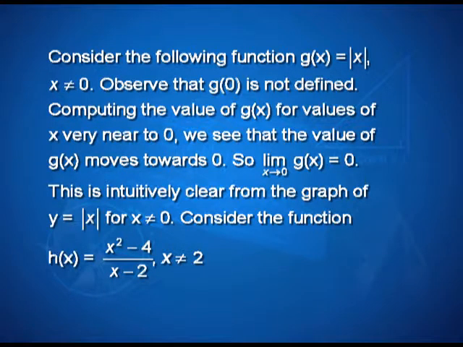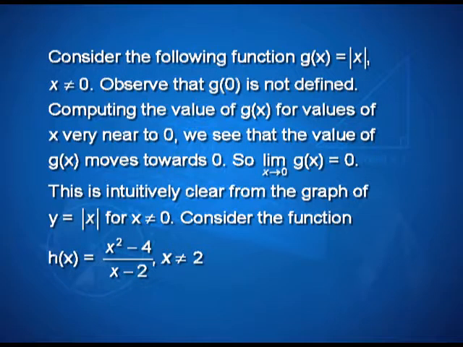Consider the following function g of x is equal to mod x as x is not equal to 0. Observe that g of 0 is not defined. Computing the value of g of x for values of x very near to 0, we see that the value of g of x moves towards 0. So, limit g of x is equal to 0 as x tends to 0. This is intuitively clear from the graph of y is equal to mod x for x not equal to 0.